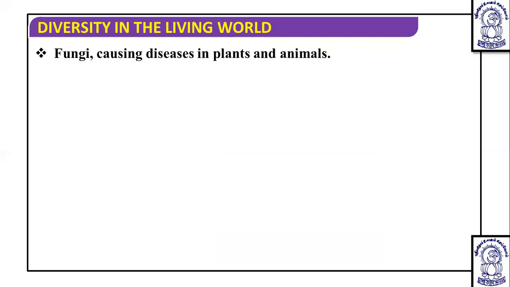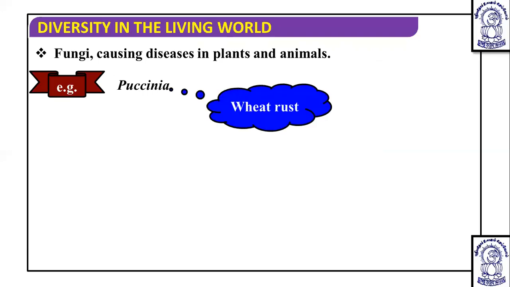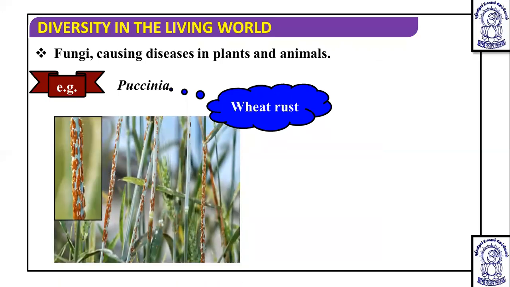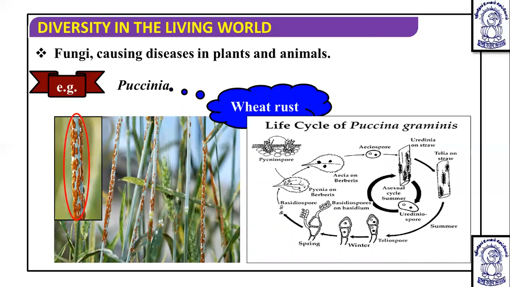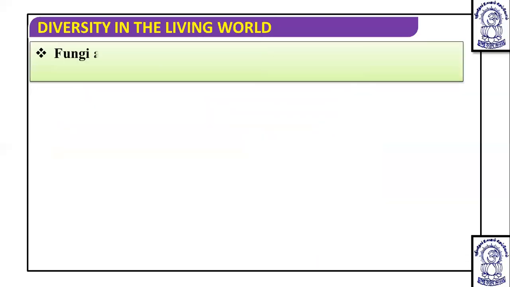Fungi can cause disease in plants and animals. The genus Puccinia causes wheat rust, a disease in wheat that is known as rust. You can see diagrammatically a rust covering the stems of wheat. The life cycle of Puccinia graminis we will study when we study Basidiomycetes.